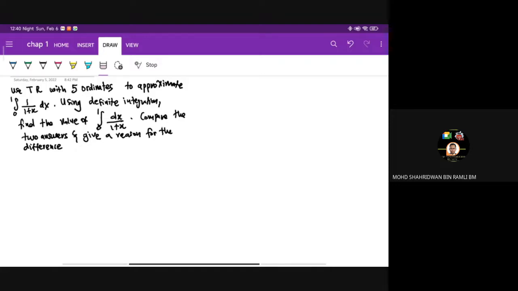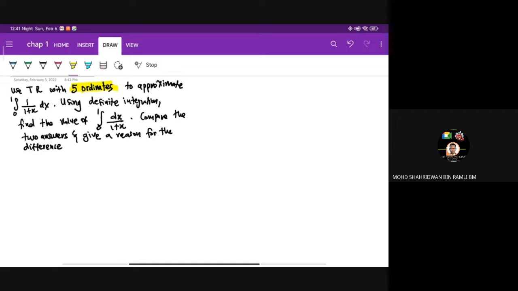On this chapter, use a trapezoidal rule with 5 ordinates to approximate that function, and then using definite integration, find the value of the integral. Compare the two answers and give a reason for the difference. So the first one is this one, 5 ordinates.